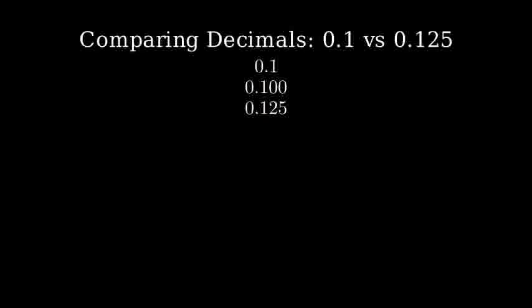Now, let's look at 0.125. This number already has digits up to 3 decimal places, 1, 2, and 5.